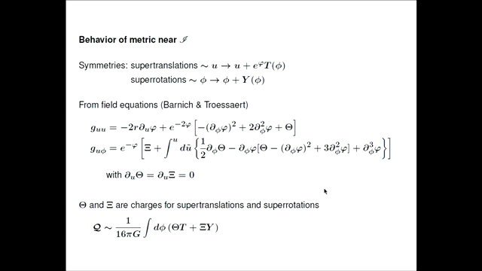The supertranslations are basically just angular-dependent shifts along the null geodesics. The superrotations are just reparameterizations of the angular coordinate. And these are the symmetries that preserve that Bondi form of the metric. You can then stick the metric into the field equations. I don't have to because Barnich and Troessaert have done that.